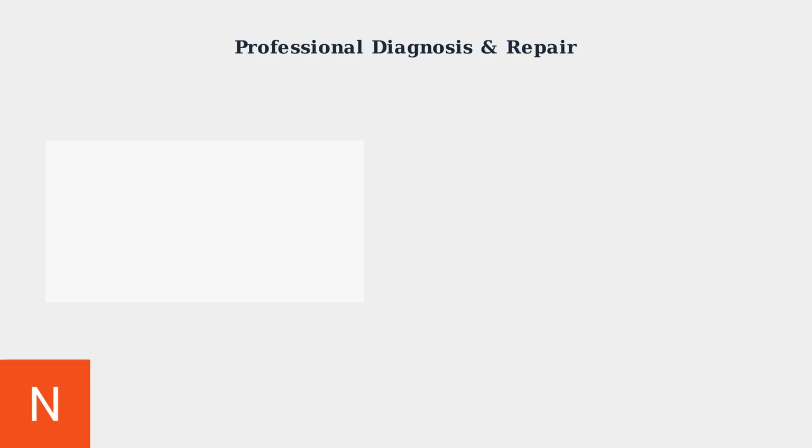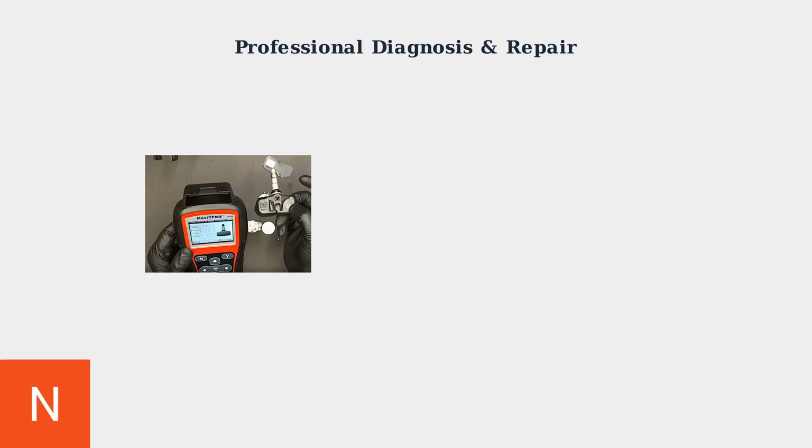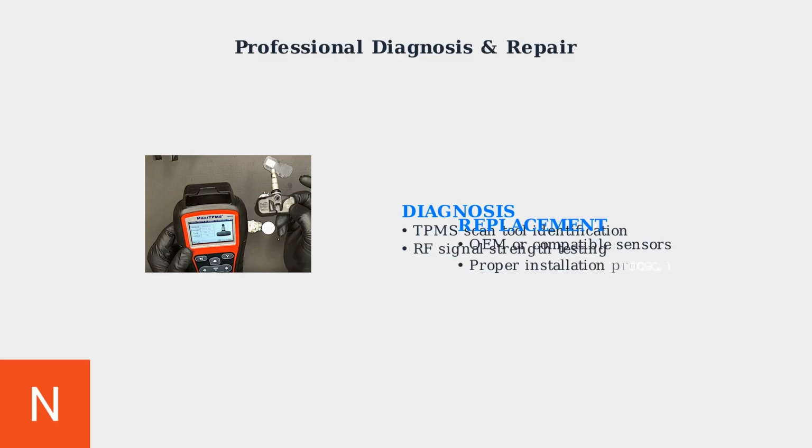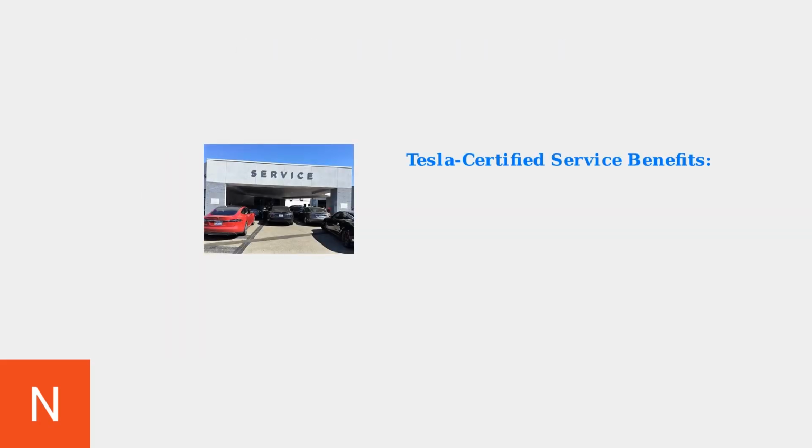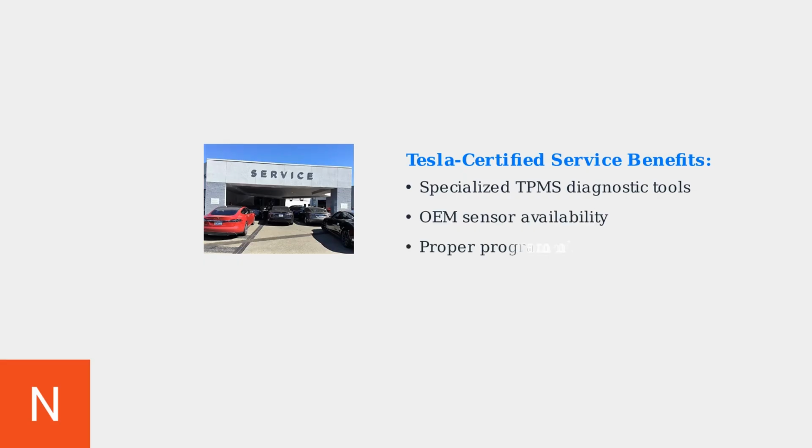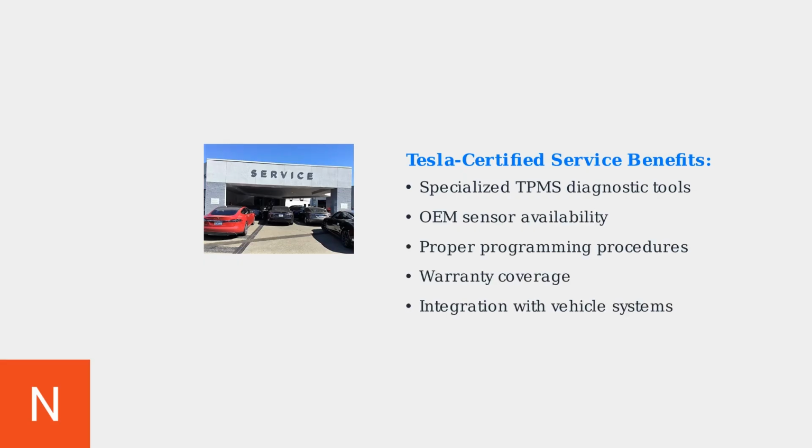Certified technicians use specialized TPMS scan tools to identify faulty sensors and determine the exact cause of system failures. Professional repair involves 3 critical steps: diagnosis using specialized scan tools, replacement with OEM or compatible sensors, and programming the new sensor IDs to the vehicle's electronic control unit. Tesla certified service centers ensure proper sensor handling and maintain system functionality. These facilities have the specialized tools and training necessary for accurate TPMS repairs.